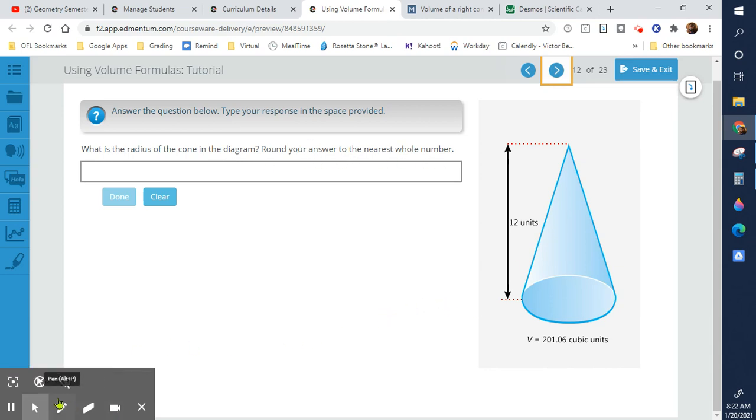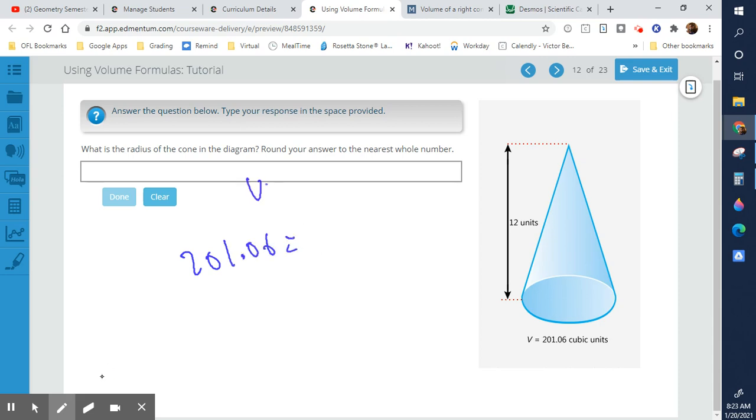All right, so again, we're gonna have to do this. This 201.06 is equal to, so it's V equals pi r squared h over 3. We could actually use the formula that they gave us before. So I think that's the reason why in the activity they make you solve for another formula. But I'm just going to plug it in here and then just use algebra to figure it out. R squared, h is 12.